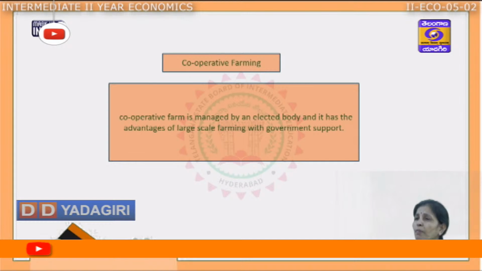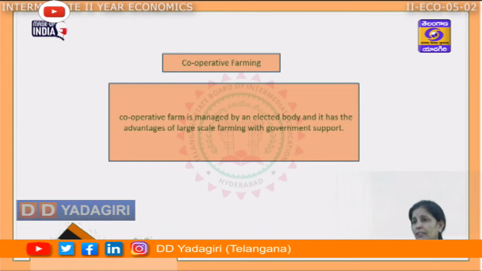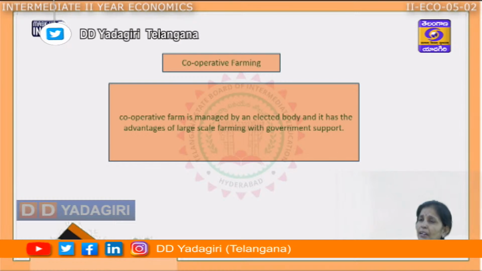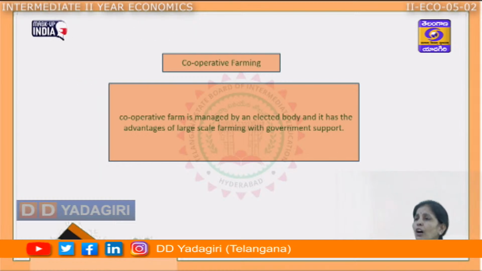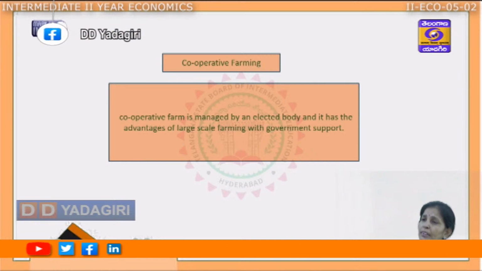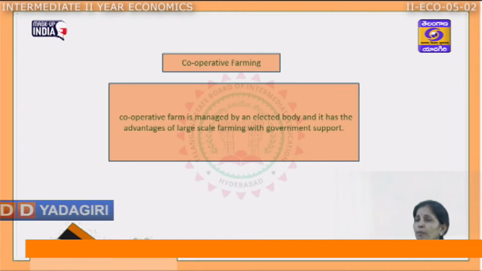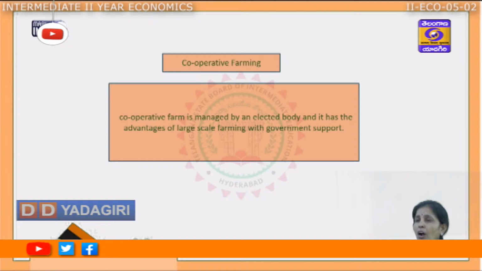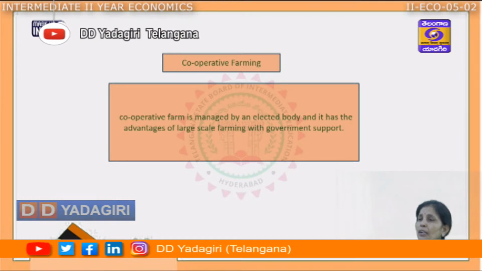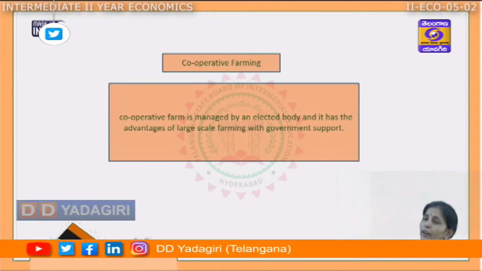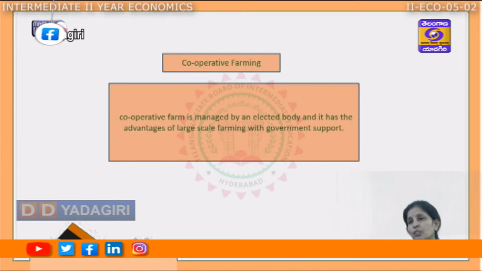The next one is cooperative farming. Among all the measures, cooperative farming is a successful mantra for increasing agriculture production and agriculture development. It is nothing but the farmers forming a society. The society will take the responsibility of joint cultivation. Cooperative farming, the word itself says that all the farmers will join together, pull up the land, pull up the techniques, pull up the machinery, and do the joint cultivation and have a share according to the contribution that they have made to the society.